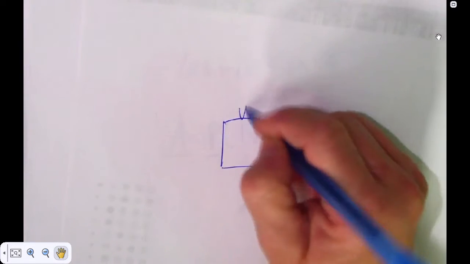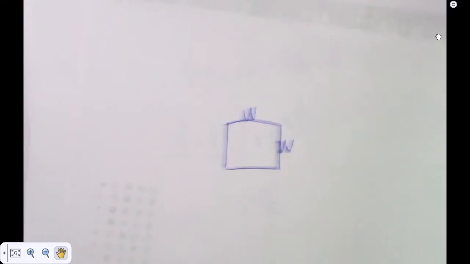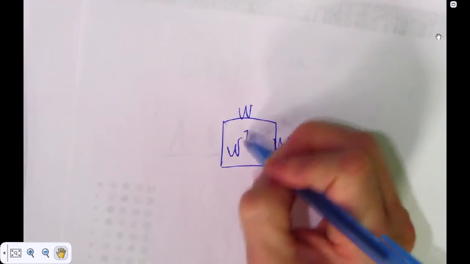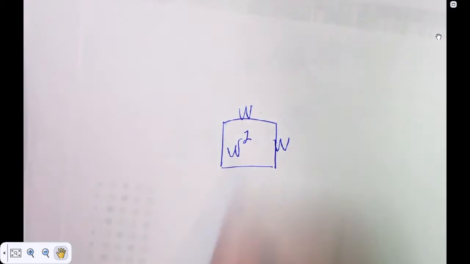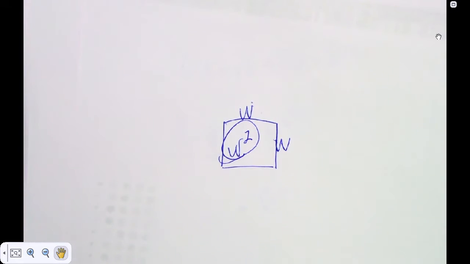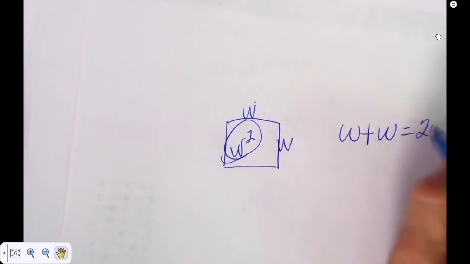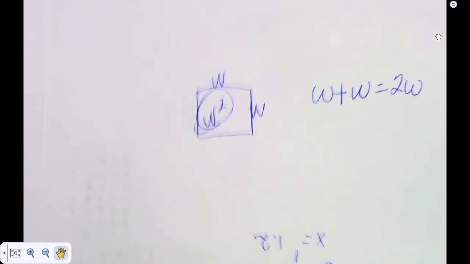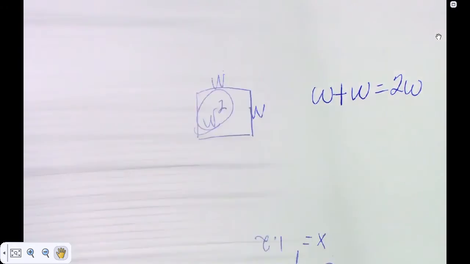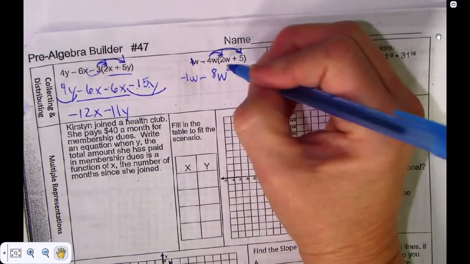Guys, we've been doing this a while now. Look, guys, look. W times w is w squared. Okay? If I add w plus w, that gives me 2 w's. 1W plus 1W gives me 2Ws. We got to know that. Okay, now we can go to the next one.